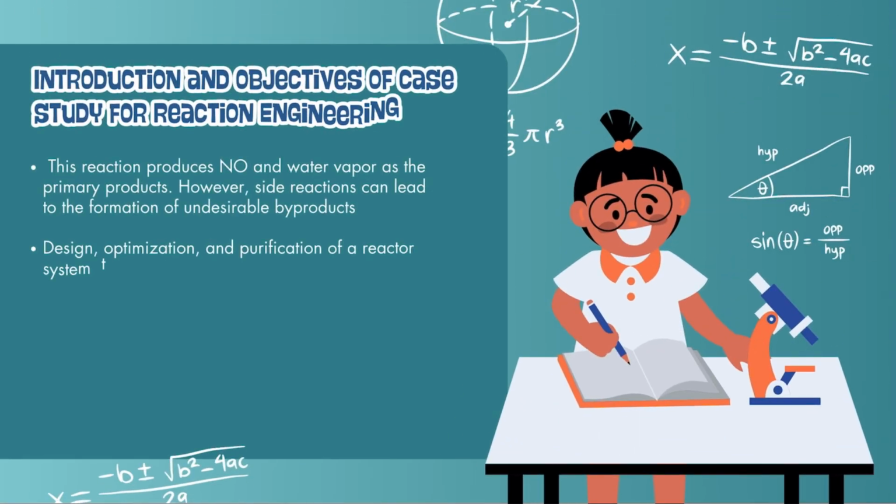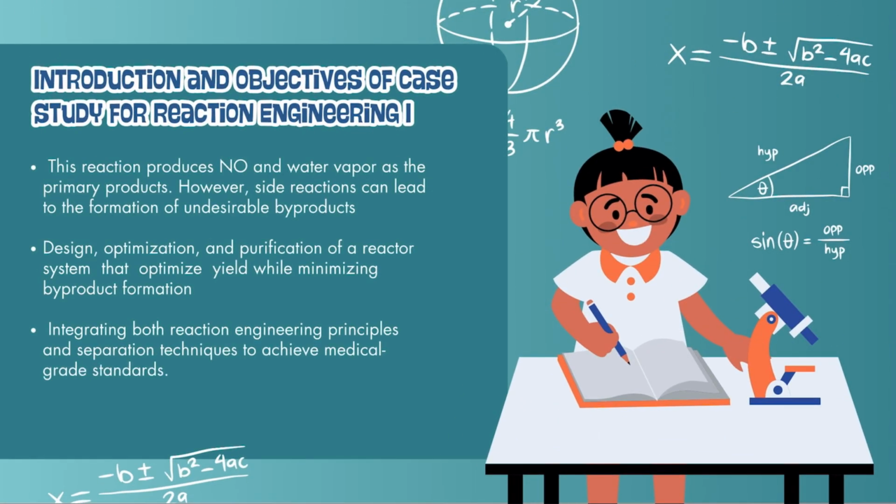I will introduce our case study on designing an optimized reactor system that maximizes NO yield while minimizing impurities, ensuring it meets strict medical grade standards. Nitric oxide is essential in treating pulmonary hypertension and improving oxygenation in neonatal care. It is primarily produced through the catalytic oxidation of ammonia, yielding NO and water vapor.